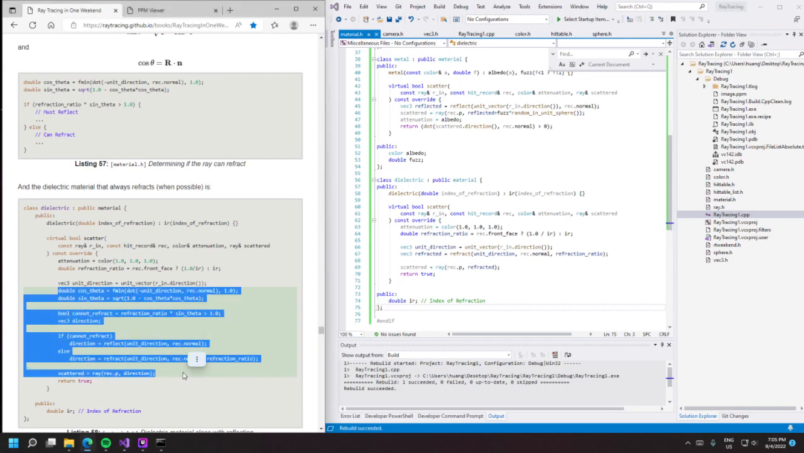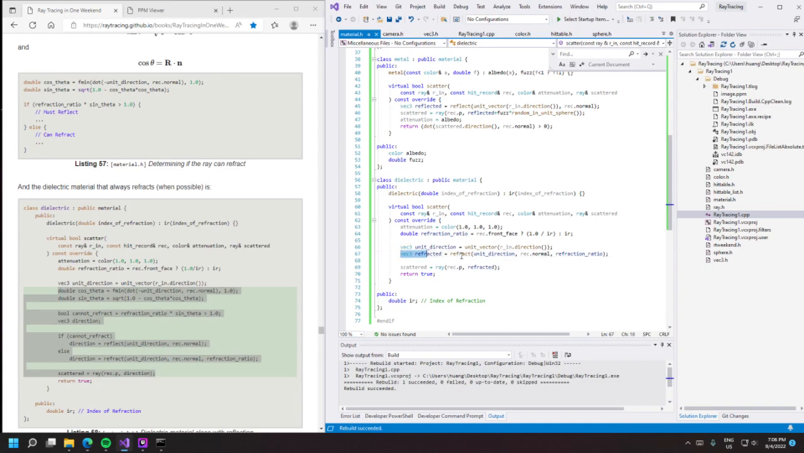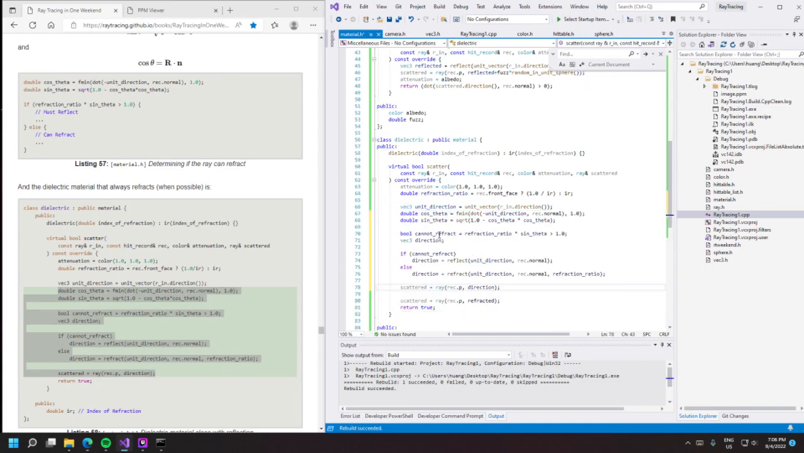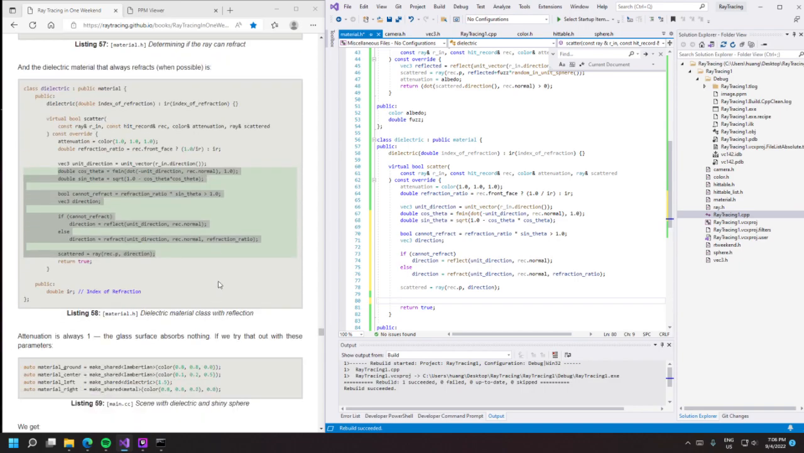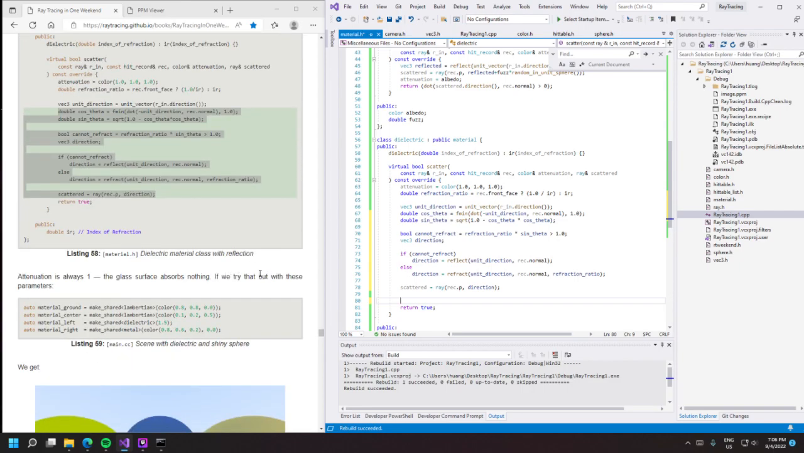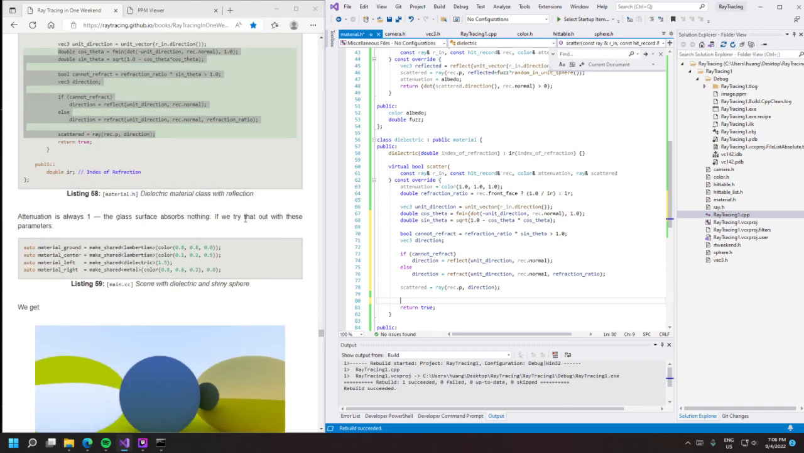We are basically replacing the refracted ray. Well, first we need to solve the sine and the cosine so that we know what kind of angle we're getting, and then if the refraction ratio times sine is larger than 1, then it cannot refract. Then we just do the reflection without any refraction. Otherwise, we include the refraction ratio. I think that's what we do. Yeah, I cannot offer a better explanation because I don't know enough about it.